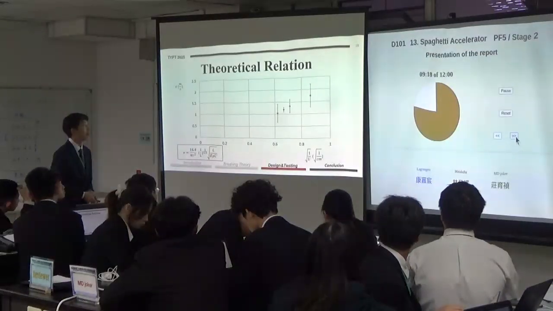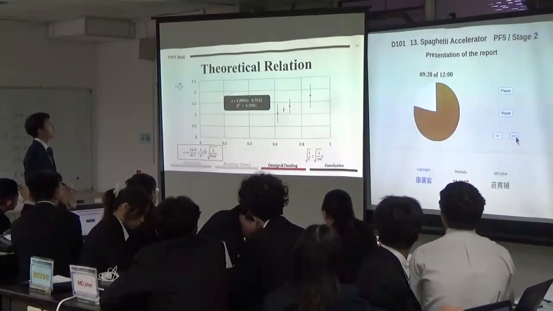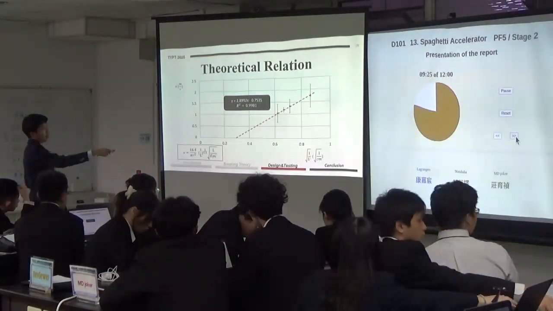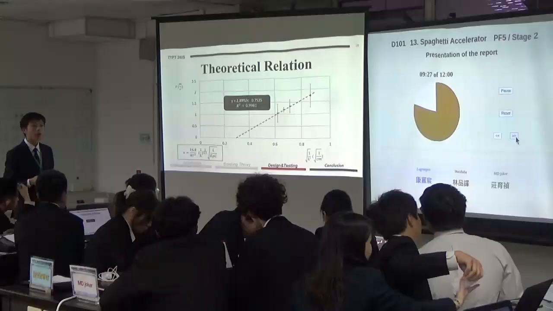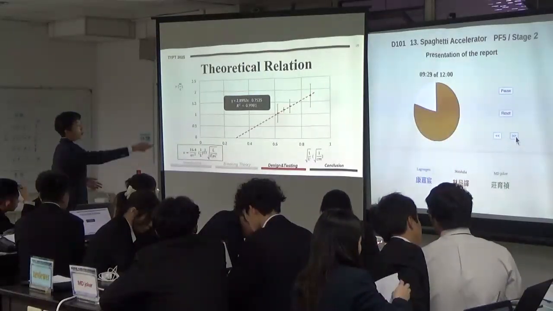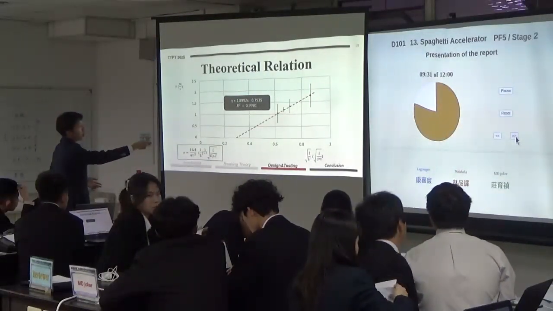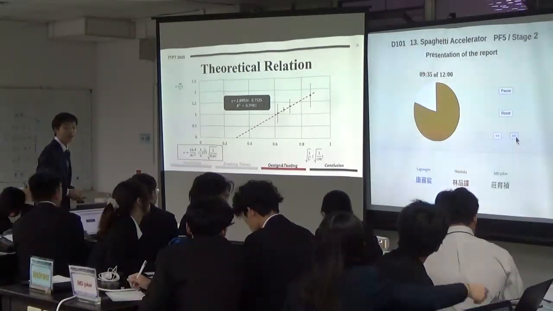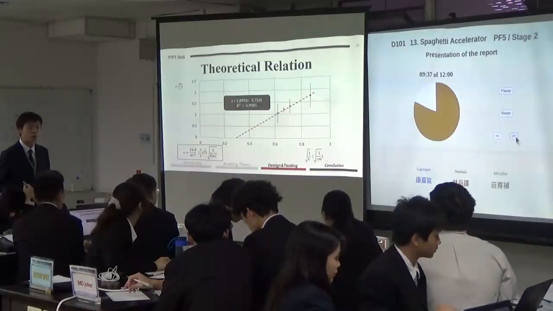And now for the theoretical relation. As you can see over here, this is a linear line. So there's a linear correlation. However, as you can still see over here, the variations still exist, as this is due to the fracture probability line.